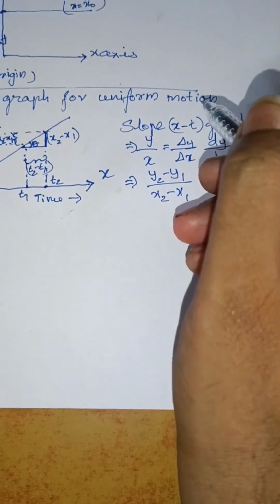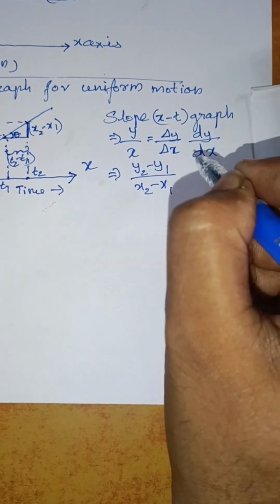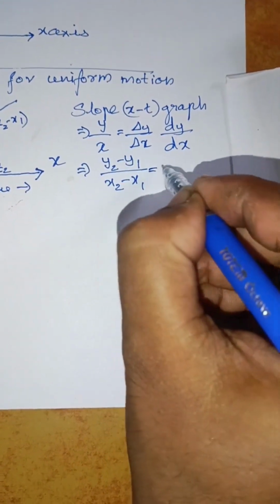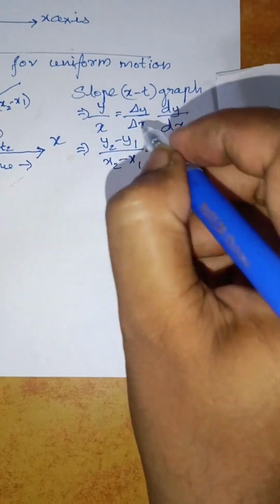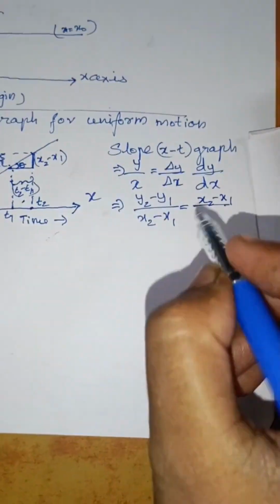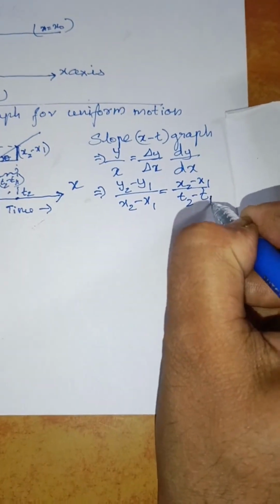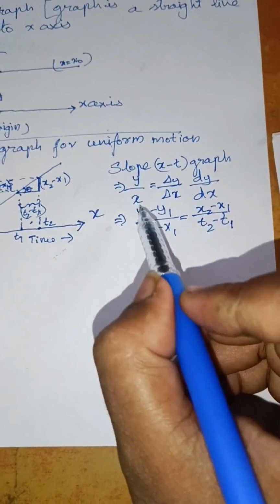Next, I have to understand the substitution. What can I substitute here? Sir, here x2 minus x1 is the quantity, so I will write x2 minus x1 divided by the time component, that is t2 minus t1. I hope that is very clear. So this is the formula.